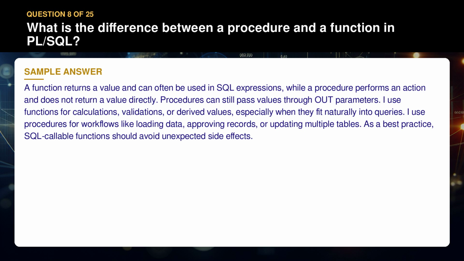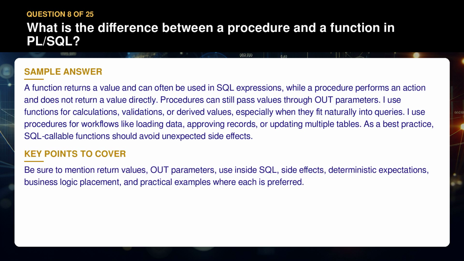I use functions for calculations, validations, or derived values, especially when they fit naturally into queries. I use procedures for workflows like loading data, approving records, or updating multiple tables. As a best practice, SQL callable functions should avoid unexpected side effects. Be sure to mention return values, OUT parameters, use inside SQL, side effects, deterministic expectations, business logic placement, and practical examples where each is preferred.